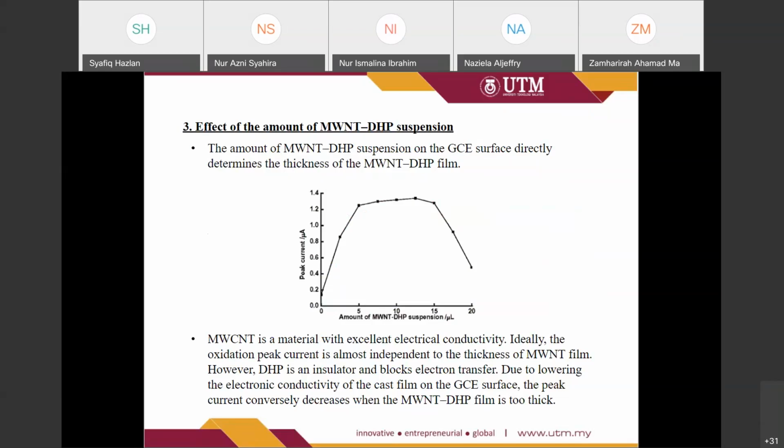However, DHP is an insulator and it blocks the electron transfer on the electrode. Due to the lowered electronic conductivity of the cast film on the GCE surface, the peak current conversely decreases when the multi-wall carbon nanotube film is too thick.